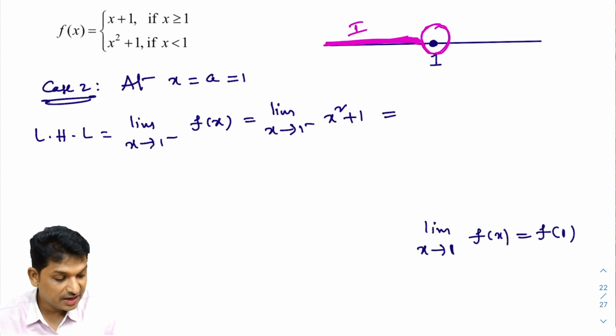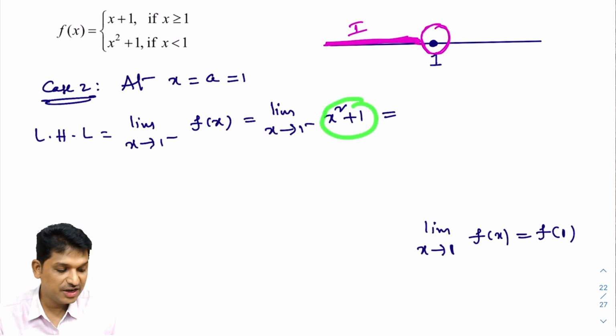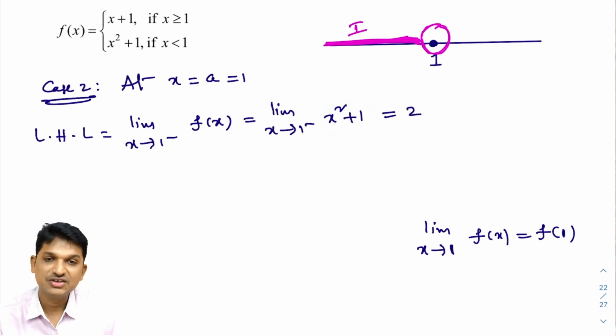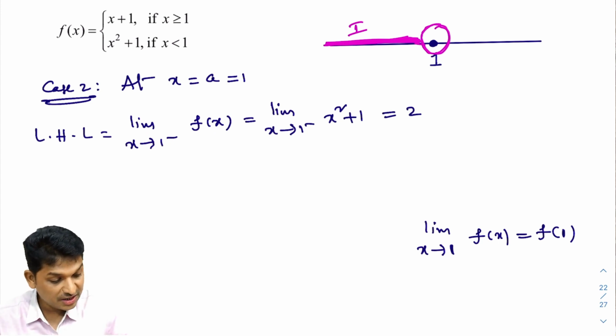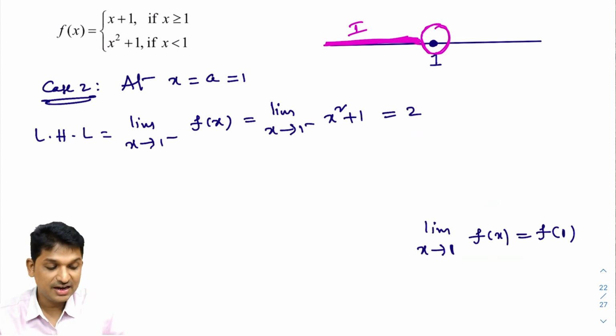Now I need to calculate this one. How to calculate limit? For any limit problem, first we try by direct method. What is the direct method? In this function, wherever x is there, you write 1. So what will you get? 1 plus 1, that is 2. I just calculated the left hand limit and got its answer as 2.